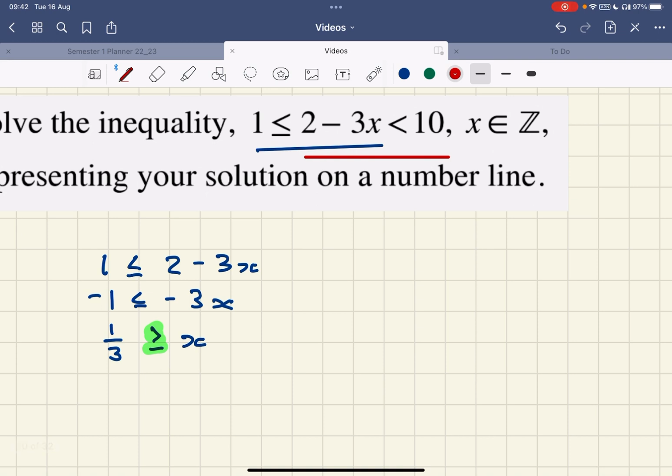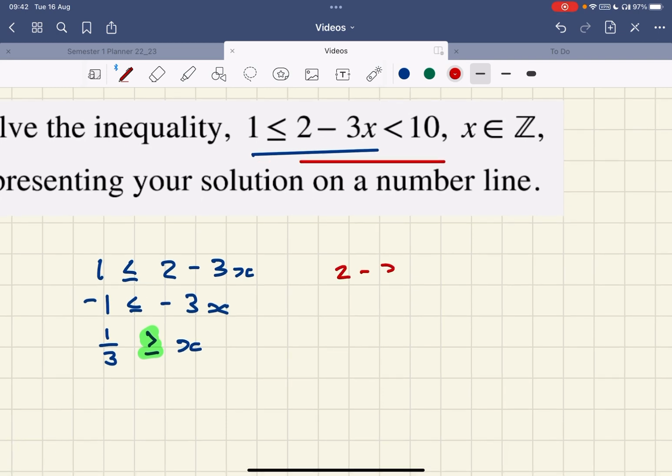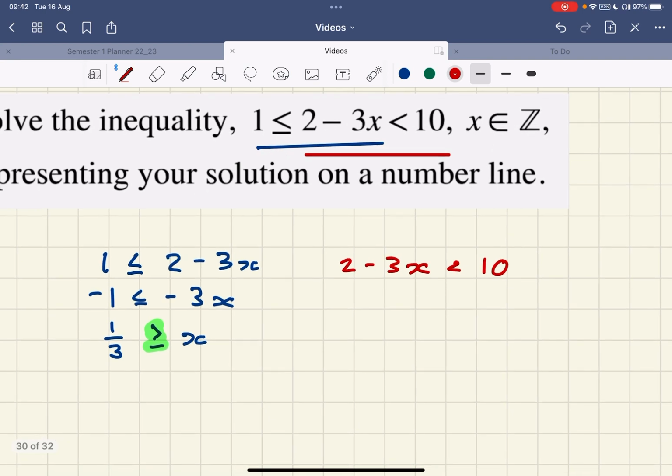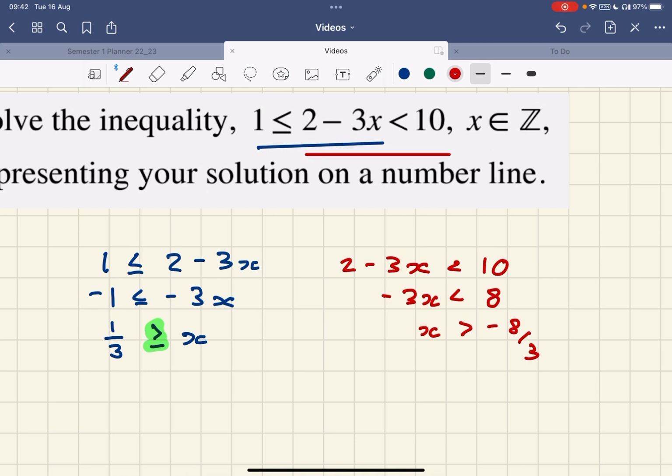So the bit that's underlined in red, which is 2 minus 3x less than 10. Now again, treating this like an equation, we're going to take 2 away from both sides. So this ends up being 8, and this ends up being minus 3x. And now we're going to divide both sides by negative 3, but dividing by the negative flips that sign over like this. So I've now got my 2 sides to this inequality, and now I'm going to draw them on a number line.